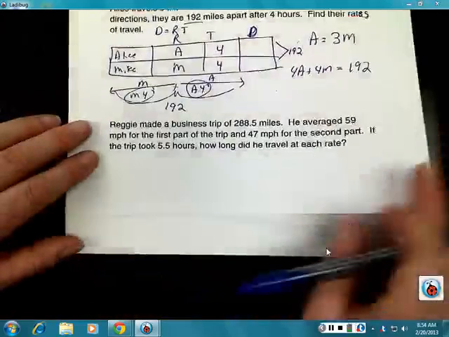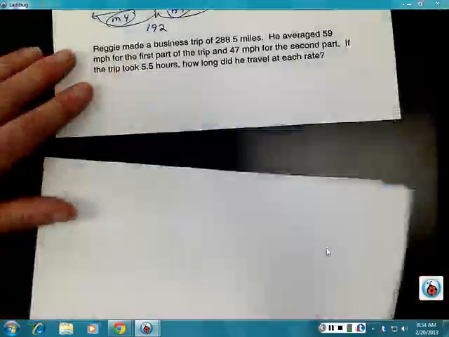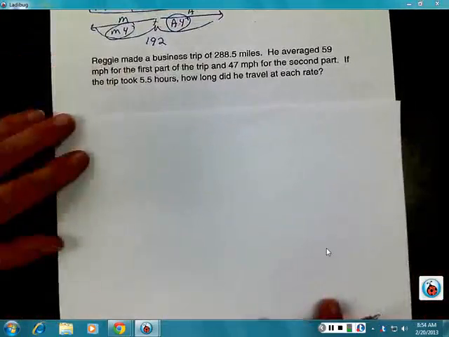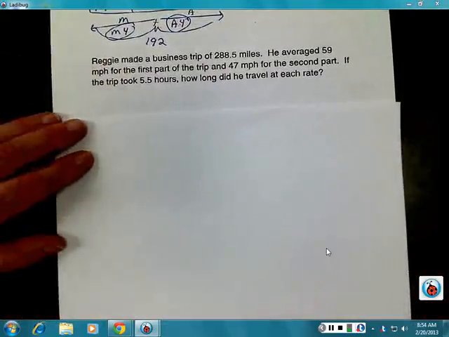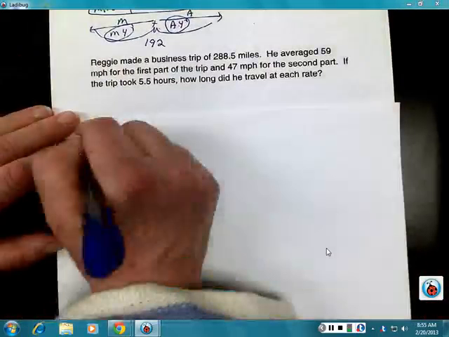Again, these should give you some help with doing your story problems when you get into the other part of what you're doing. Reggie made a business trip of 282 miles. He averaged 59 miles per hour for the first part of the trip and 47 miles per hour on the second. If the trip took 5.5 hours, how long did he travel at each rate? Little different twist here.